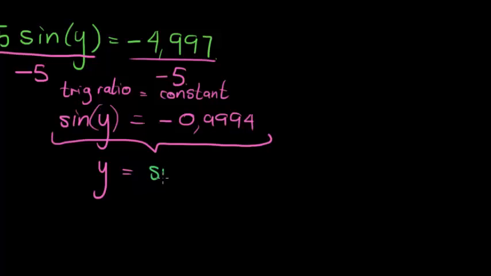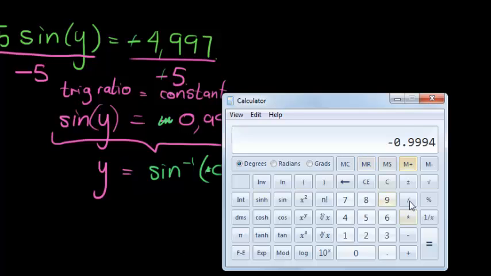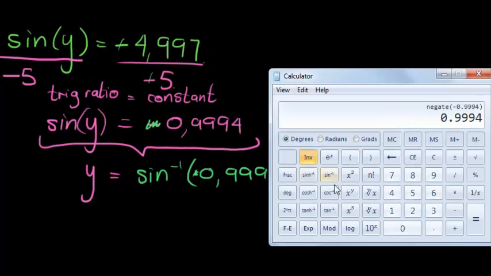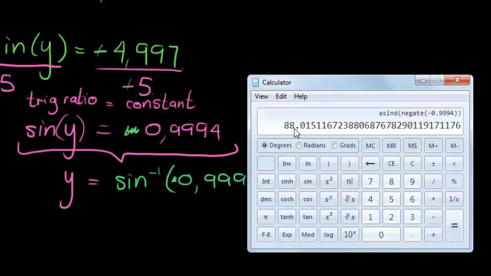All we do now is use arcsine. So arcsine of negative, sorry, that's not negative, that should be positive because the negative and the negative cancelled. I made a mistake, I apologize. So it's positive 0.9994, and what do we get? We use that value inside our arcsine. We want to use arcsine, and there we get 88.